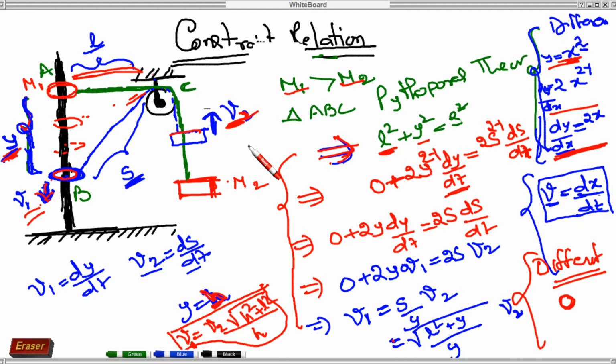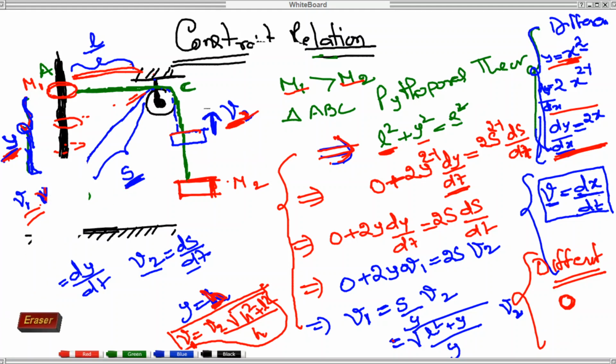Let's move to another section. The scenario.